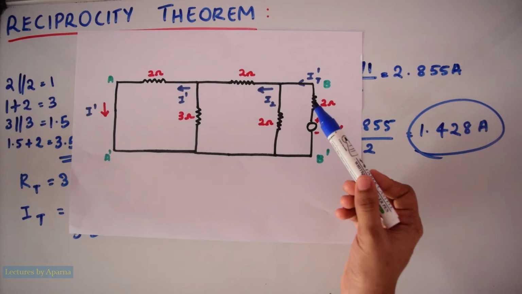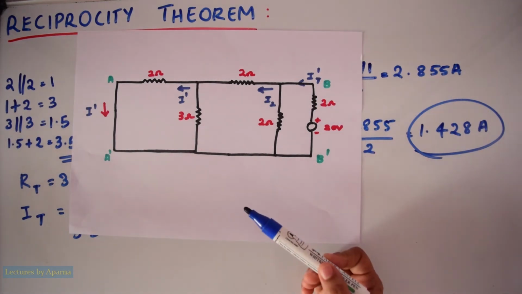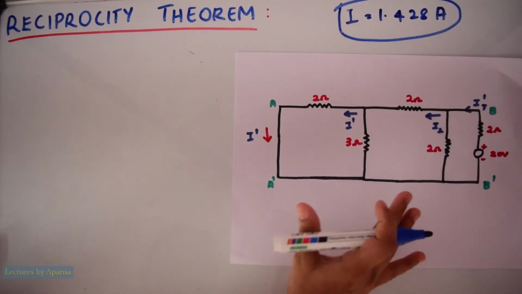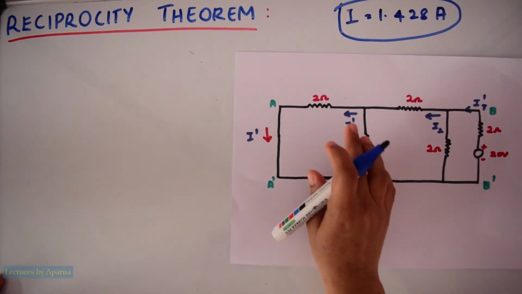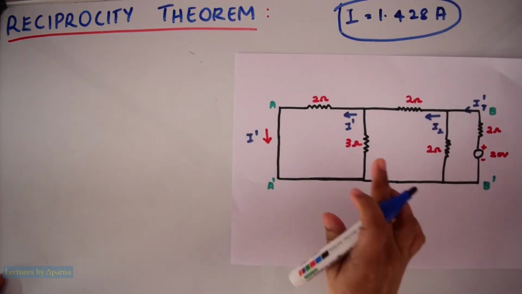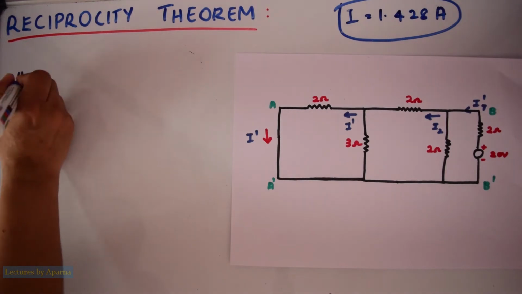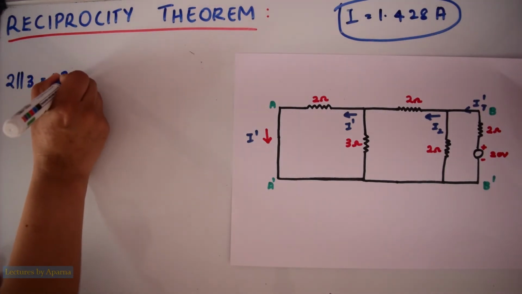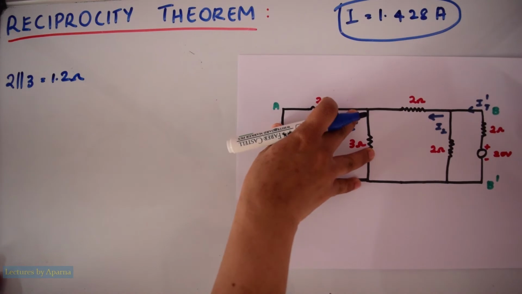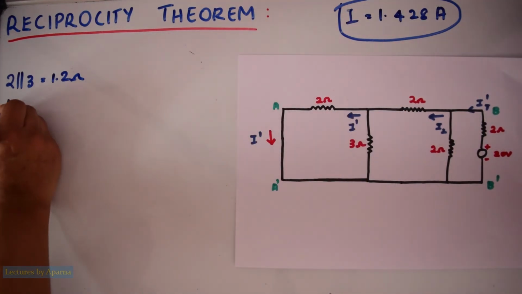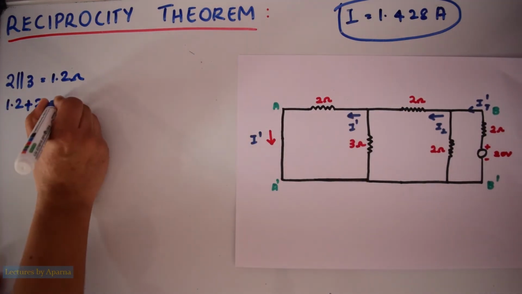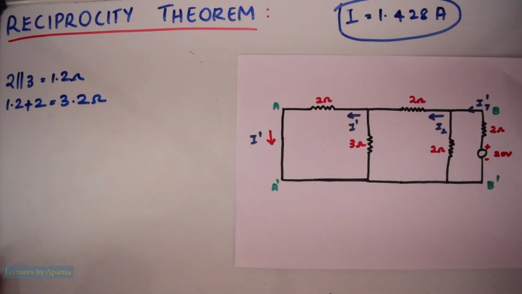Now we have to calculate the total resistance for this circuit also. So here the total resistance when we look from this side is this 2 ohm parallel to 3 ohm. So 2 parallel to 3, that will give 1.2 ohm. That 1.2 ohm is in series with 2. So 1.2 plus 2, that is equal to 3.2 ohm.